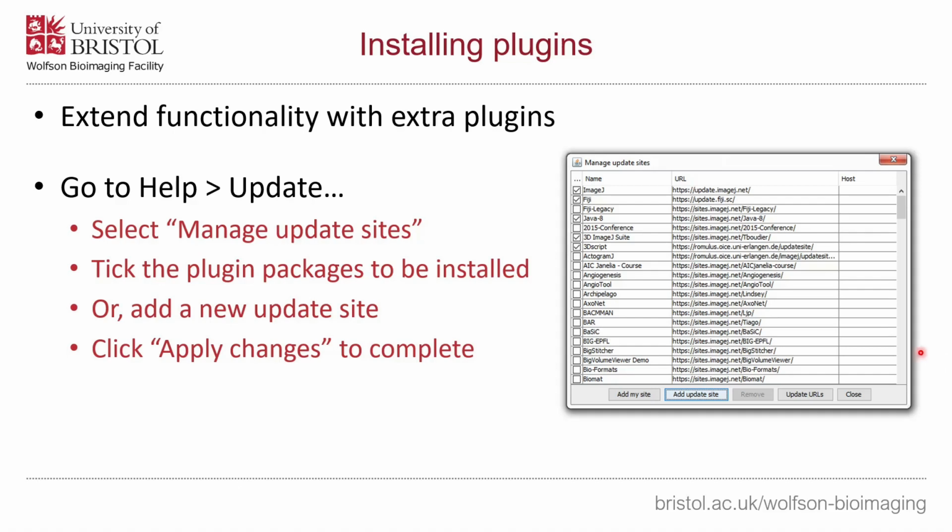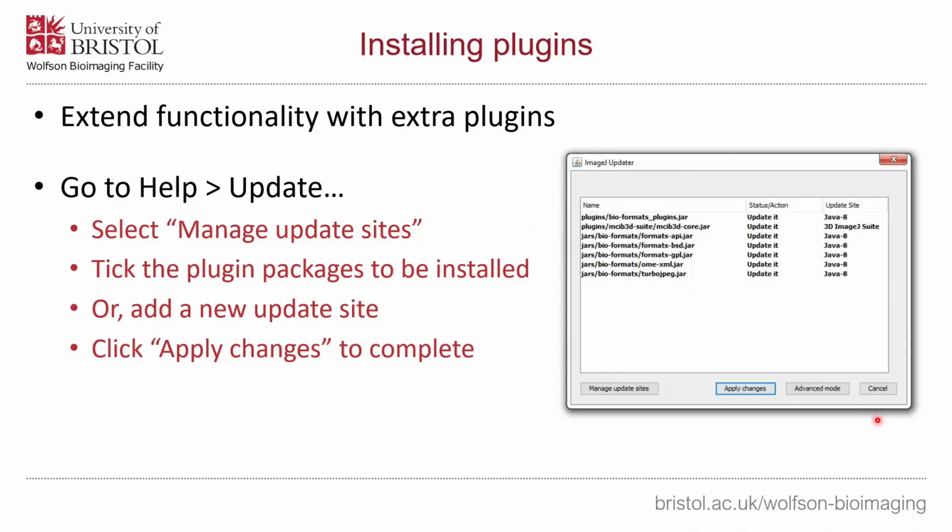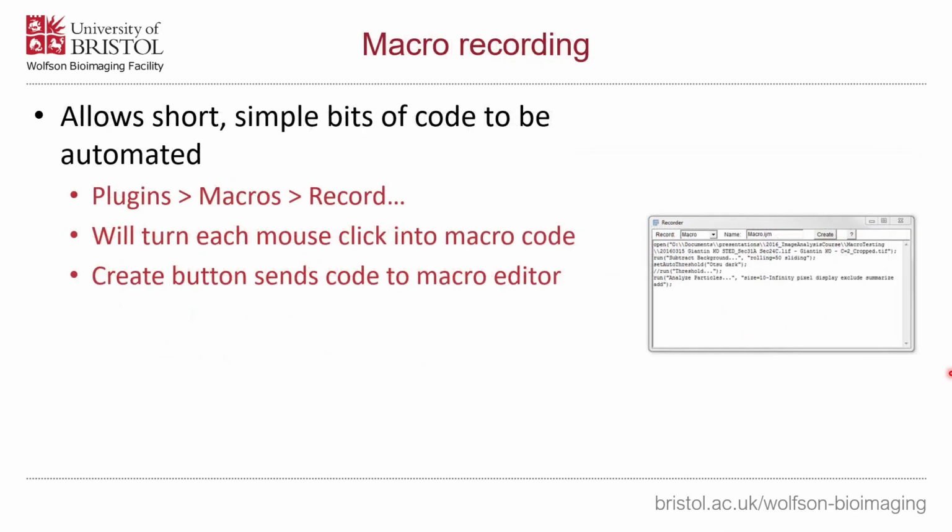So you can put a tick next to the ones that you're interested in. For example, I put a tick next to 3D Script. Then close that window and just click Apply Changes, and it will download all the relevant plugins and jar files, and when it restarts ImageJ, you will have those functions available in your plugins menu.